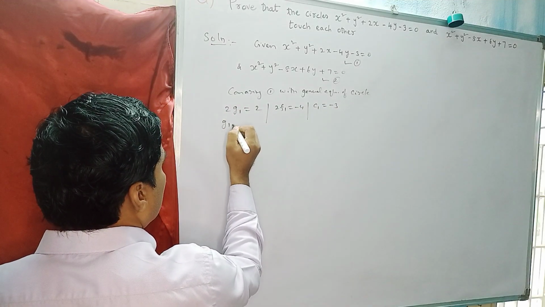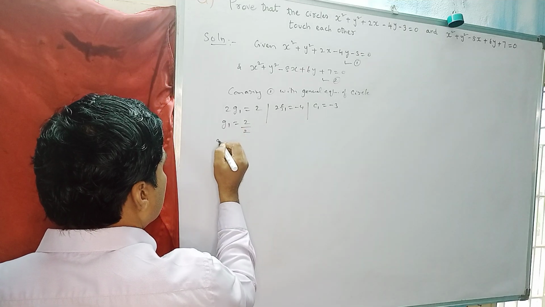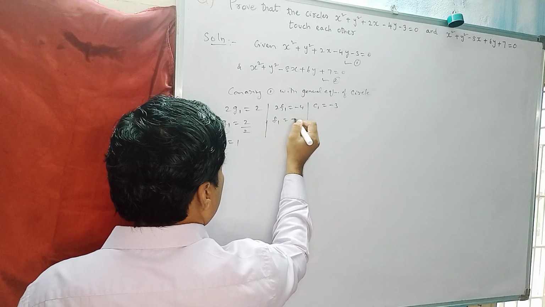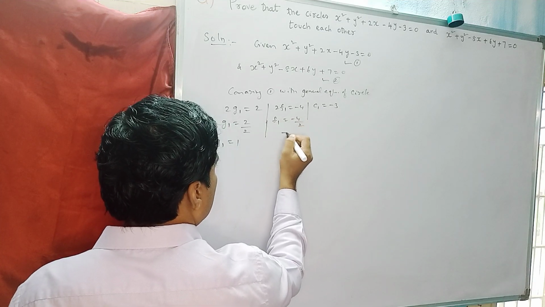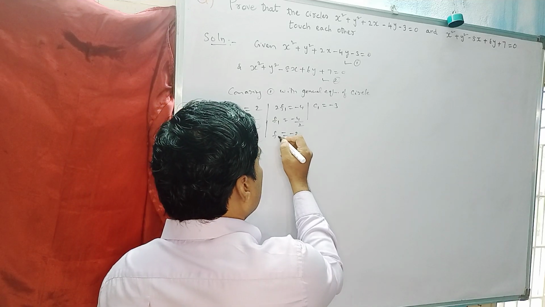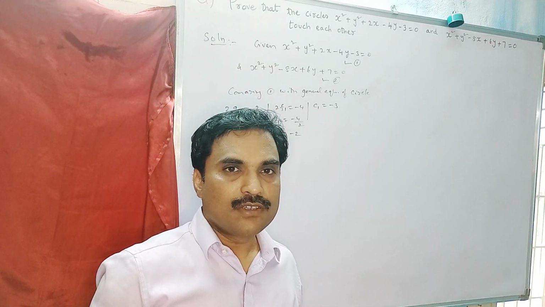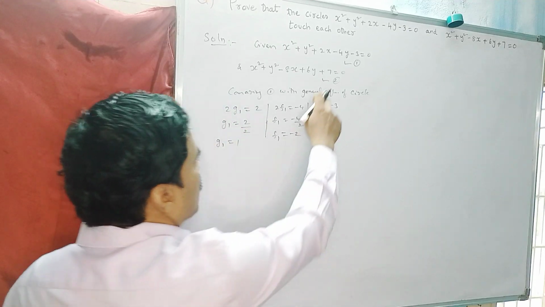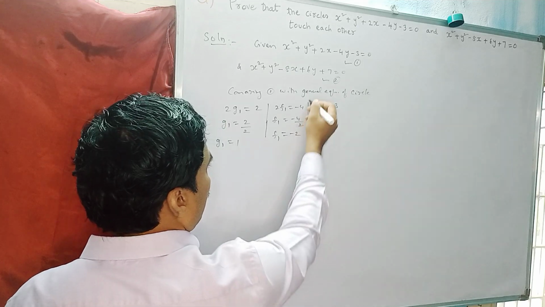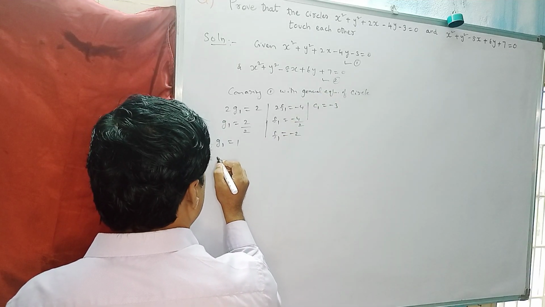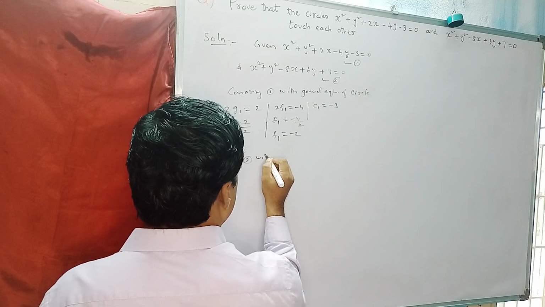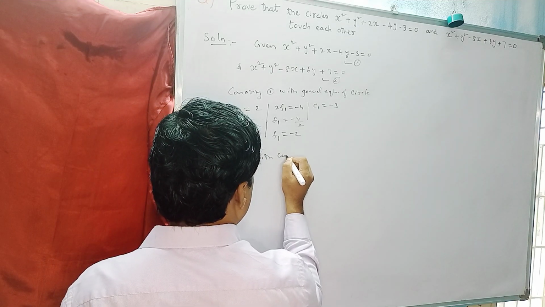So g1 equal to 2 by 2. Upon cancellation you will get g1 equal to 1. Here f1 equal to minus 4 by 2, so upon cancellation you will get minus 2. So you got the values of g1, f1 and c1 from equation 1. Similarly, from the second equation also we will find the values of g2, f2 and c2 by comparing with the general equation of circle.